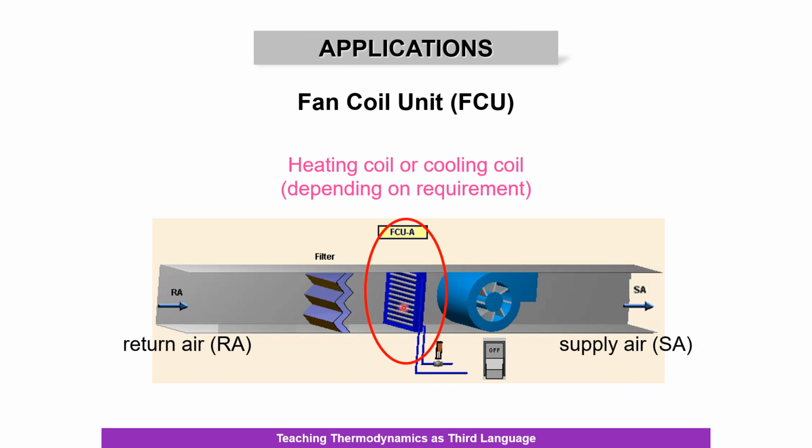So this system here can either be a heating coil or cooling coil. For Malaysia, we are using cooling coil, but if you are in the UK during the winter season, then you will be using heating coil here to heat up the air, right? So this is the fan coil unit that you have.